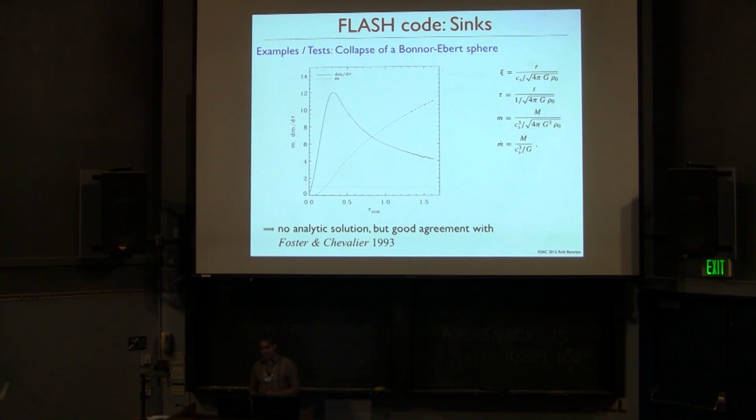And what you could do is essentially compare to other numerical results with other codes, and this was already done by Foster and Chevalier. I think Yves mentioned this paper already, where they did more or less for the first time a high resolution 1D collapse of a Bonnor-Ebert sphere.